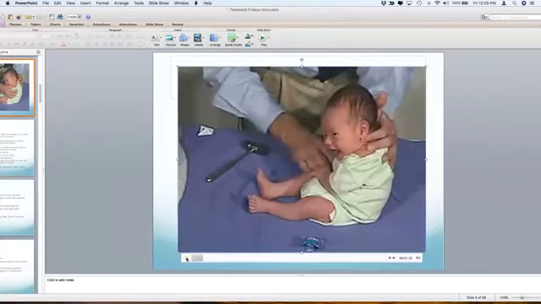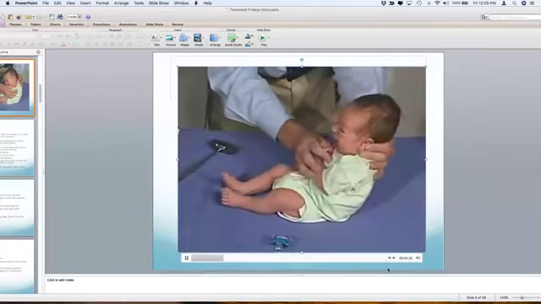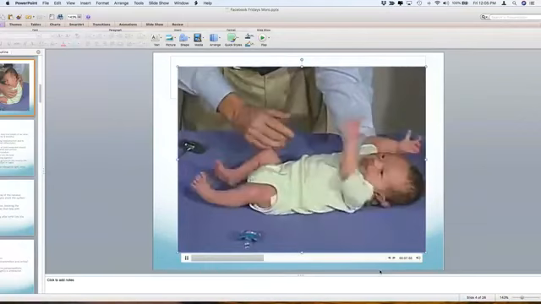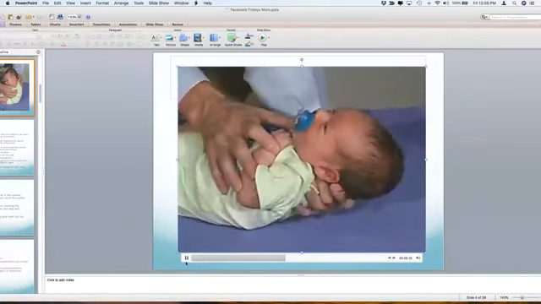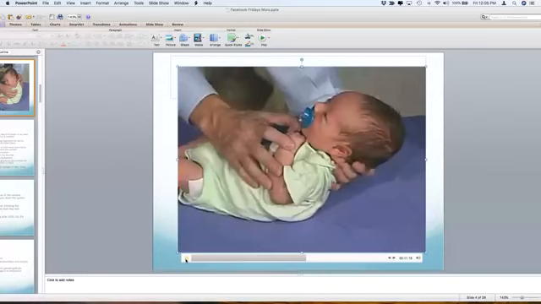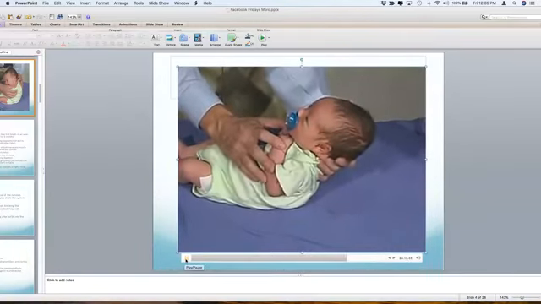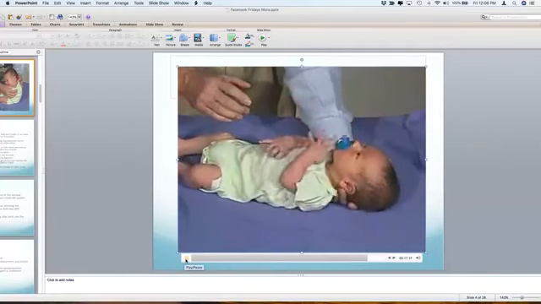Elicit the Moro Reflex by having him relax, unsuspecting, and then give him a sudden stimulus. And there's a good Moro. Quiet and head in midline. And then just give a stimulus of dropping him back a few inches. And that's a good normal response.